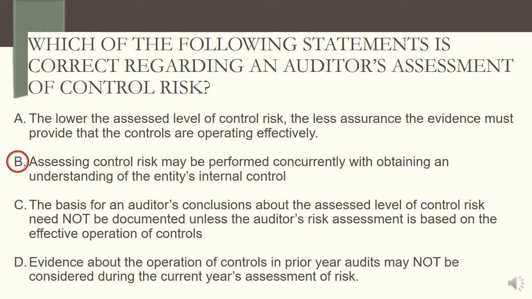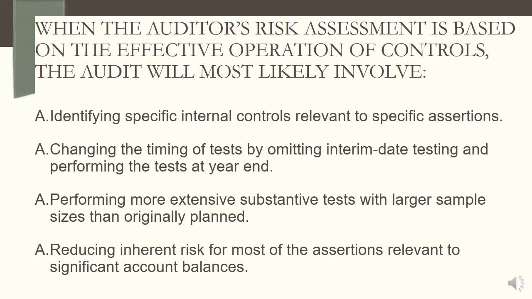Let's try another one. Okay. When the auditor's risk assessment is based on the effective operation of controls, the audit will most likely involve, and I'll give you a couple seconds to think about your answer. The correct answer is the first level A. identifying specific internal controls relevant to specific assertions.